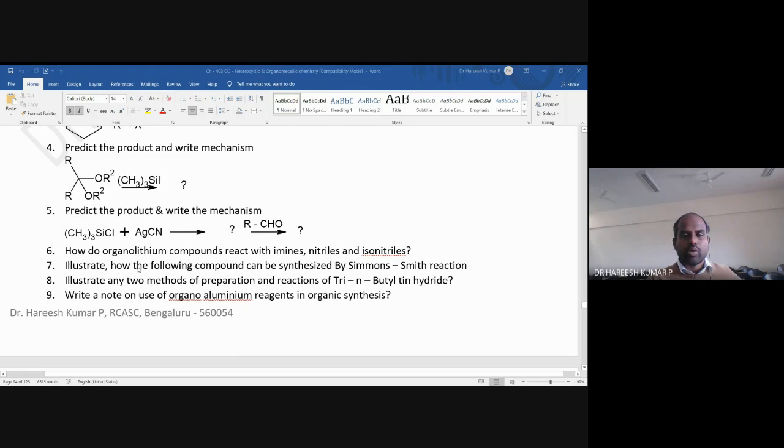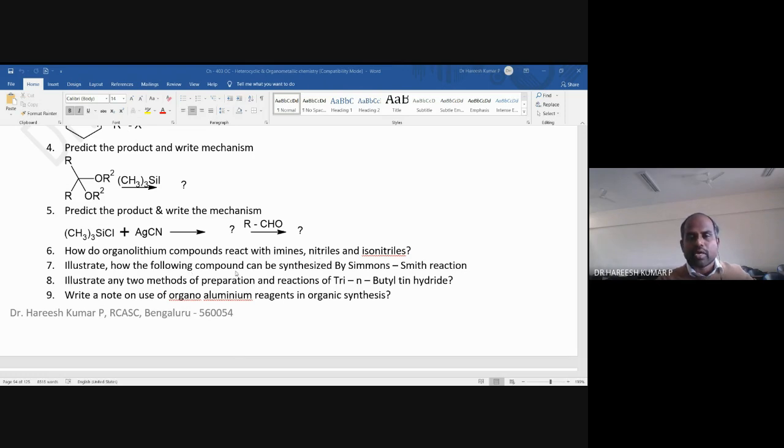Then, how do organolithium compounds react with imines? How do organolithiums react with imines, nitriles and also isonitriles? Here you need to write what products are obtained when organolithium reacts with imine, nitriles and isonitrile. I have given this, you just look into the notes.